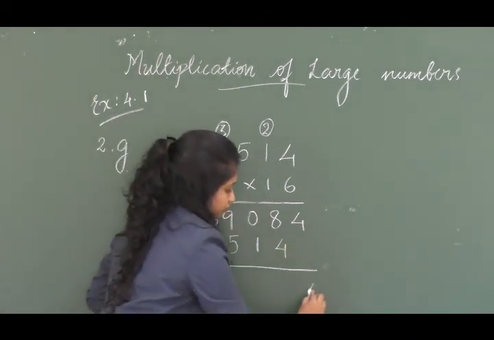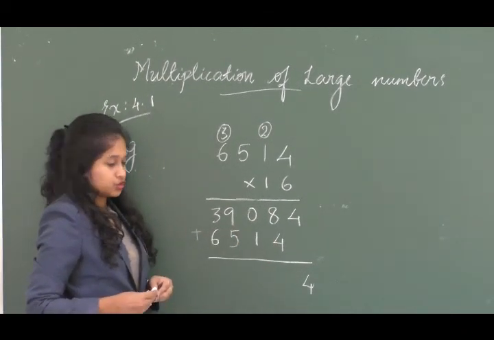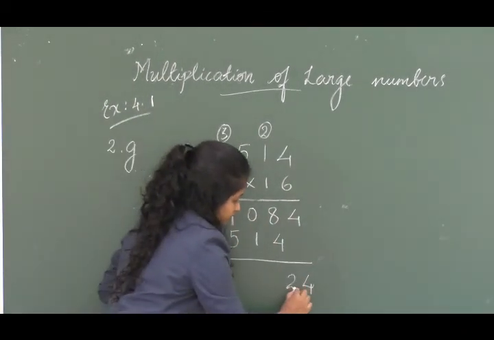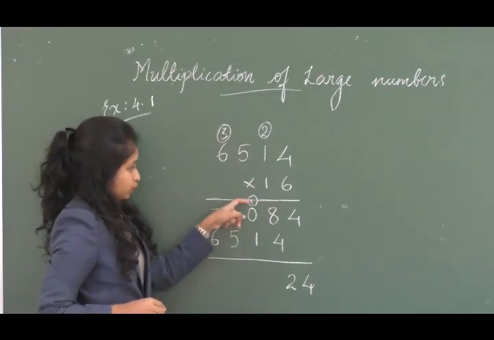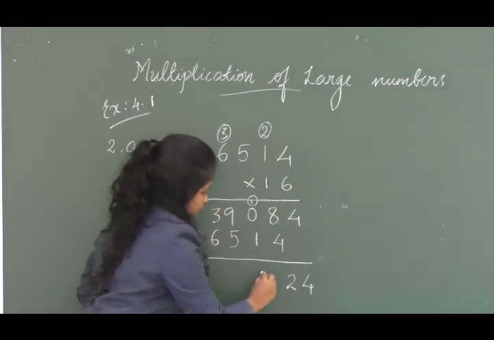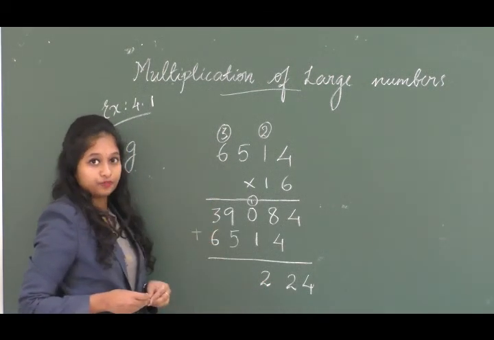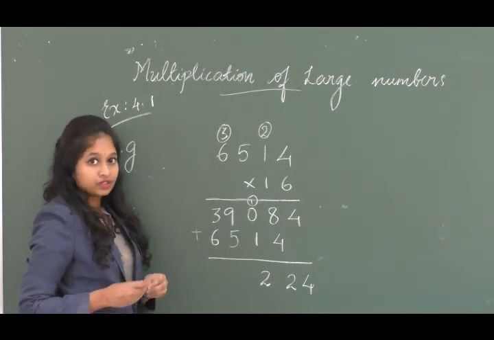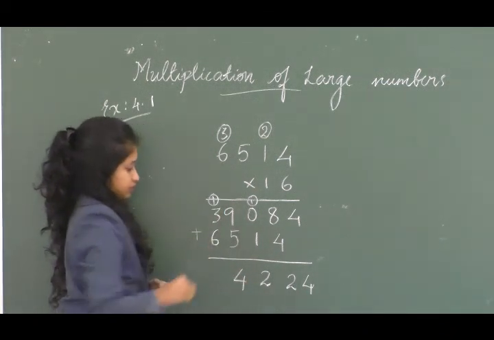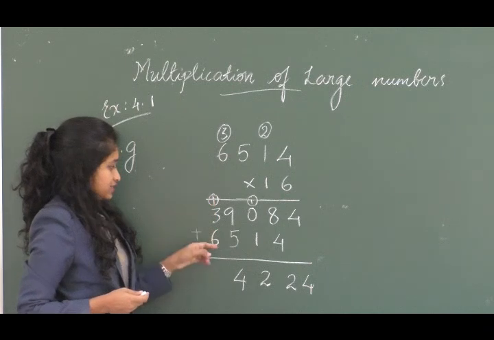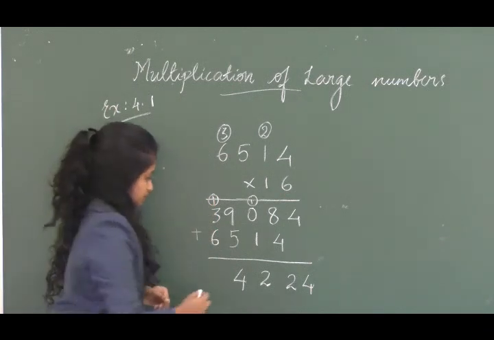4, write as it is down. 8 plus 4 is 12. Write 2 here and 1 as carry. Now 1 plus 1 is 2. Next 9 plus 5. 9 plus 5 is 14. Write 4 here and 1 here. Now add all. 6 plus 3 is 9. 9 plus 1 is 10.